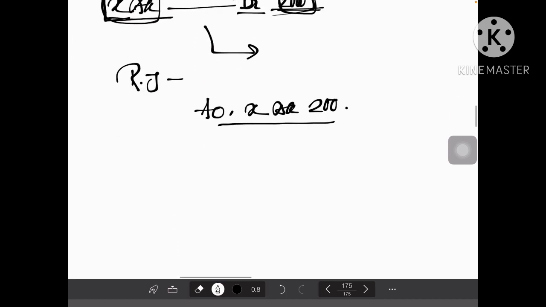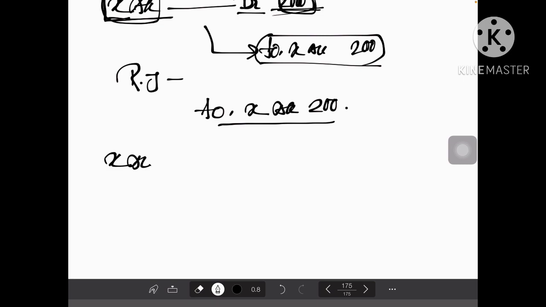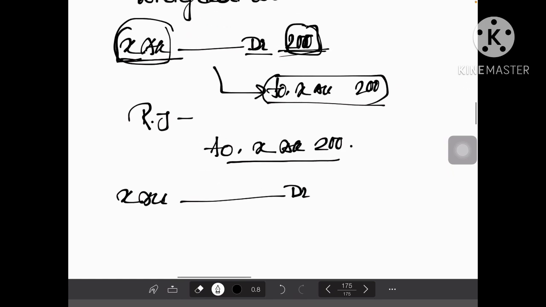Suppose you have written X account in the credit side by mistake. To rectify this X account in the credit side, you have to write X account in the debit side in the rectification journal. So I believe you understand when we need to write the X account in the debit side in the rectification journal, and when we need to write the X account in the credit side in the rectification journal.